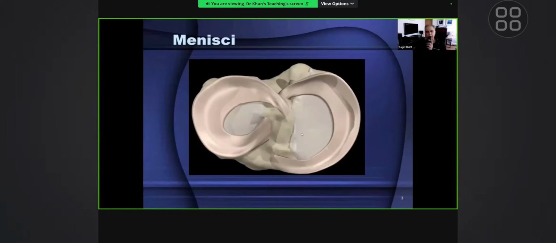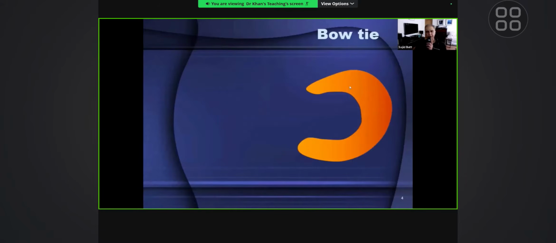That's the important mnemonic that we all should remember. The meniscus, as we've seen, is a semi-lunar shaped structure. And in the sagittal imaging, it gives the appearance of a bow tie.